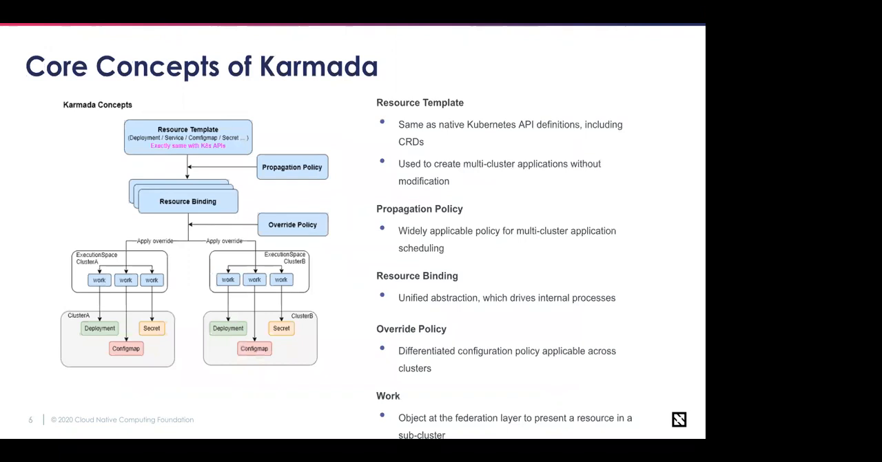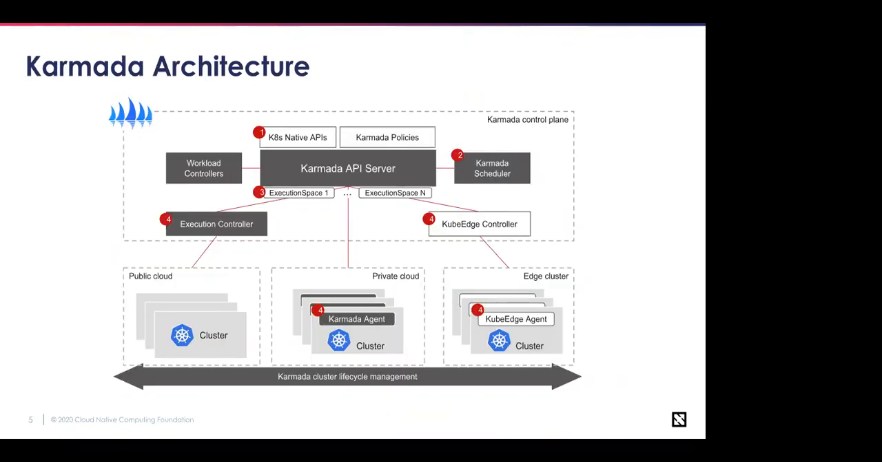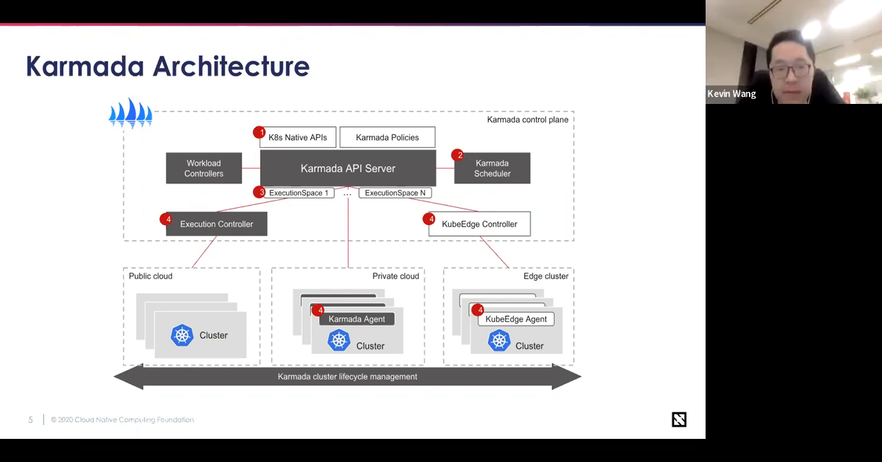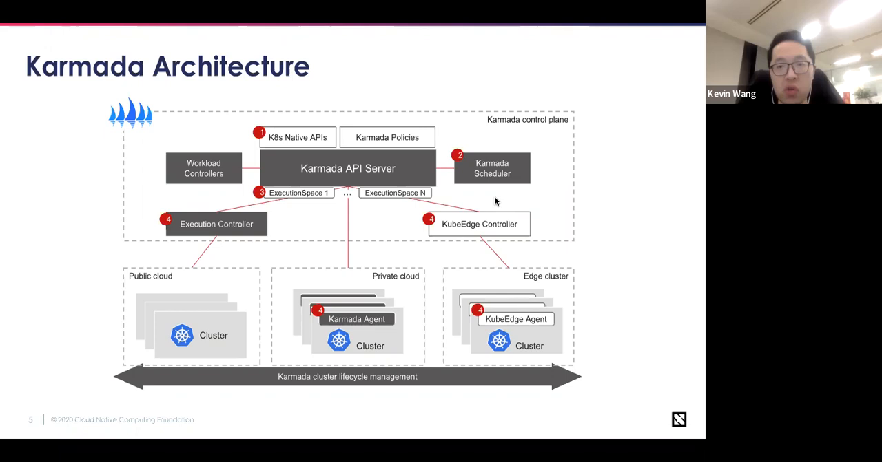So I have a question, if you don't mind. The model is push or pull from the Karmada API, like the master or the API server, to the member clusters? Is it push or pull? So we support both.